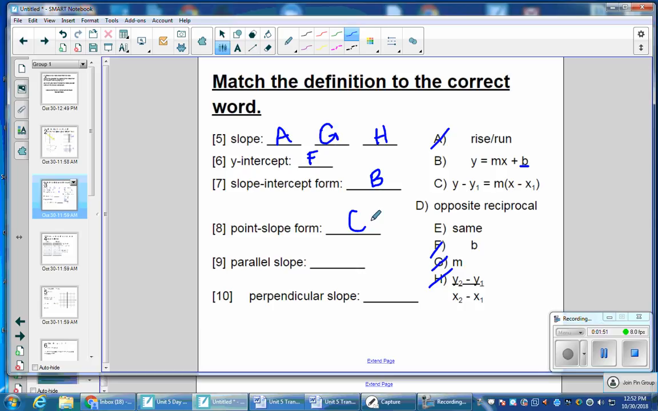Point slope form is this format, y minus y1 equals m(x minus x1). We know that parallel lines have the same slope, and perpendicular lines have the opposite reciprocal. So check your answers, fix any mistakes you have.